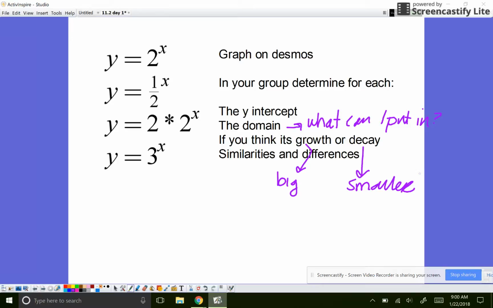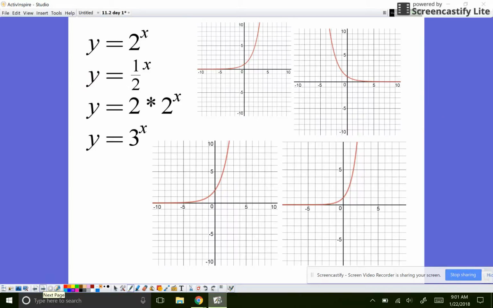today. I'm going to have them graphed, and then you are going to take some notes on them. So maybe if you want to jot down the graphs in your notebook, as well as the y-intercept, the domain, and then the growth and decay. So go ahead and play when you are ready. I graphed all of these for us.